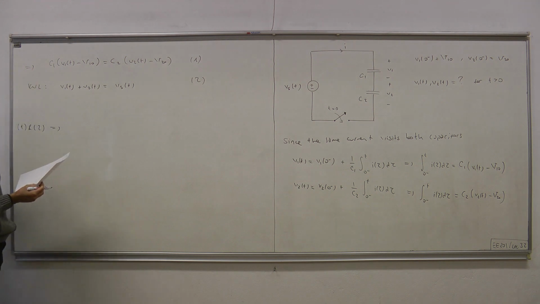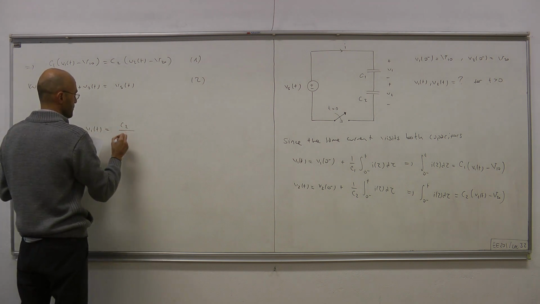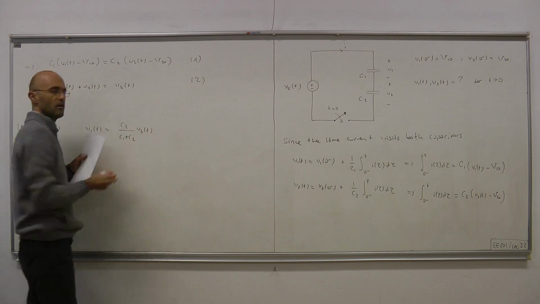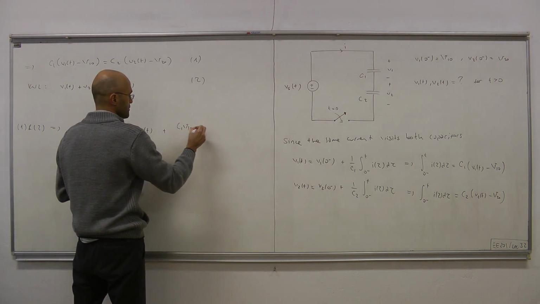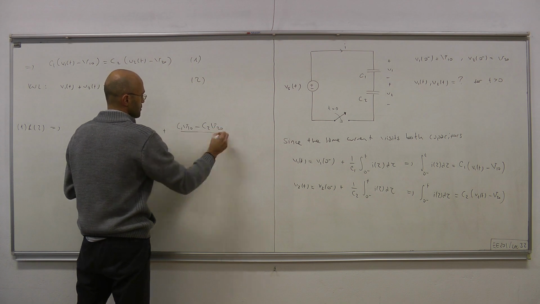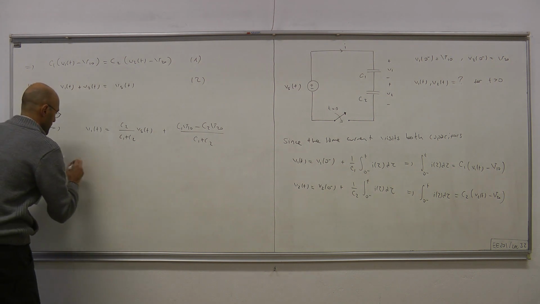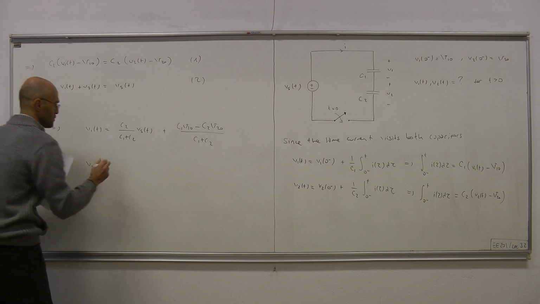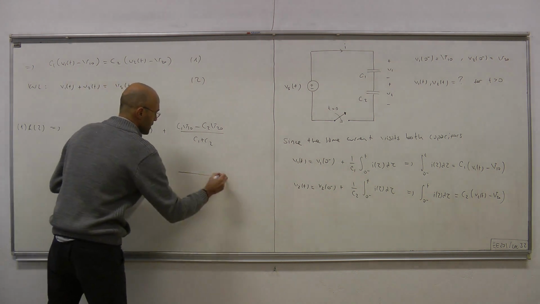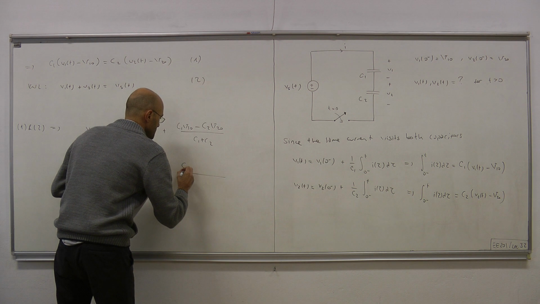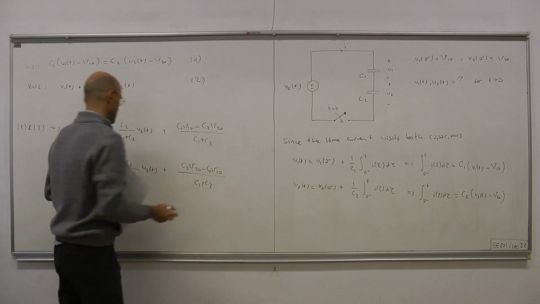And the final answer comes by using both of those constraints, and we have V1 of t equals C2 over C1 plus C2 times Vs of t, plus C1 V1 of 0 minus C2 V2 of 0 over C1 plus C2, and V2 of t equals C1 over C1 plus C2 times Vs of t, plus this guy reversed, that is C2 V2 of 0 minus C1 V1 of 0 over the same denominator.